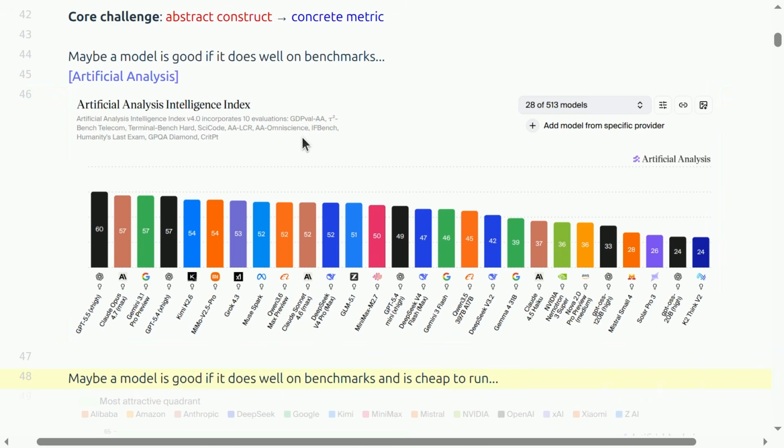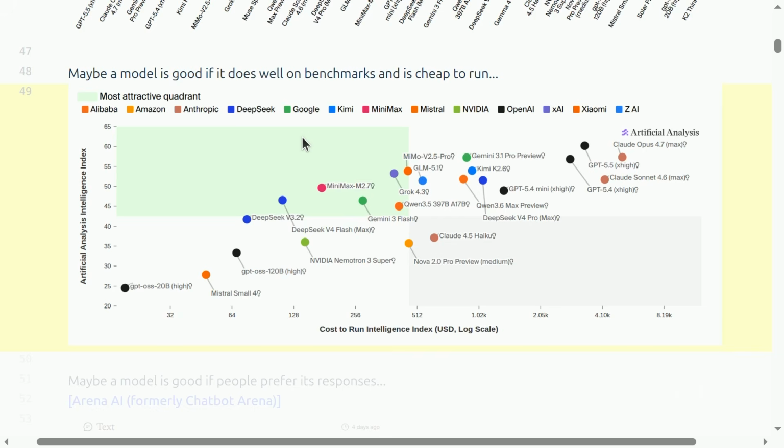Or maybe a model is good if it does well on benchmarks and is also cheap to run, because cost should matter. This plot shows both the intelligence index from before, but against how much money it costs to run a particular model based on inference cost. And you can see, of course, as you might expect, that the two are correlated. The more you pay to run, the higher the intelligence index. But it's not exactly aligned.